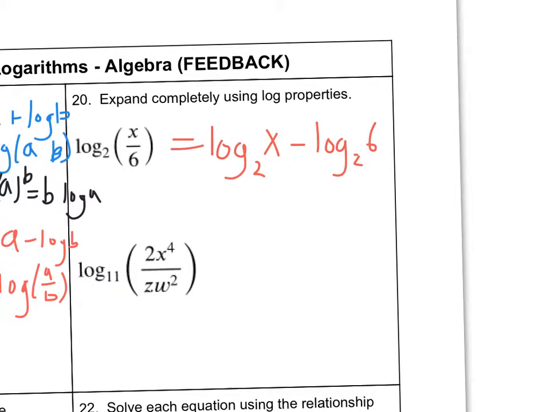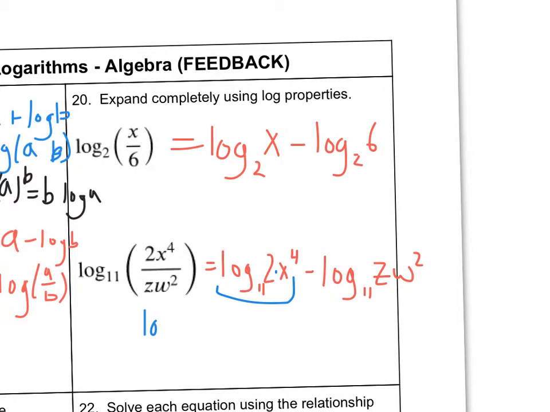And for the last one, I'm going to do this in pieces. The first thing I'm going to do is to write this as log base 11 of 2x to the fourth minus log base 11 of zw squared. The last part's actually going to be the tricky part here, so we'll come to that in a second. Here I've still got 2 things being multiplied together, and that would be log base 11 of 2 plus, the power is going to come down front, 4 log base 11 of x.